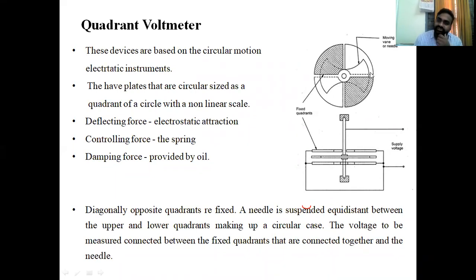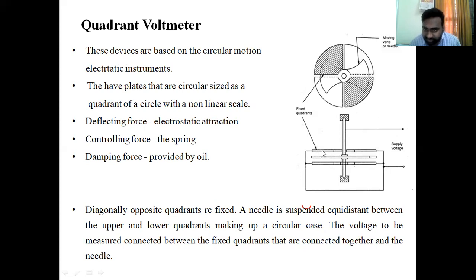This is a fixed vane. This is a movable vane. See, this particular part of the circle is a movable vane, and this gray portion is a fixed vane. This is again movable, and this is again a fixed vane. This is the top view. If we see it in a side view, this is the instrument.